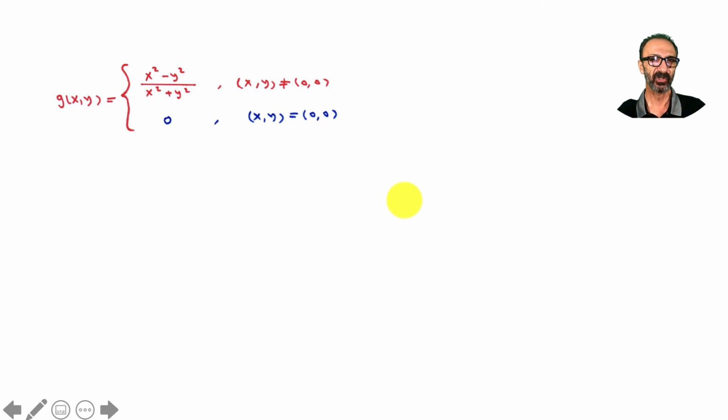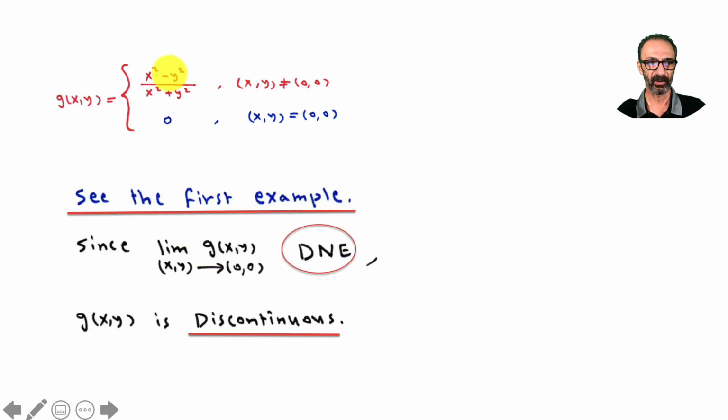Going back to the first example in my video, we tried the limit here and it did not exist. So if the limit here does not exist, I don't need even this to be filled. It doesn't make any difference. So it's discontinuous. Just because the limit as x and y approach 0, 0 does not exist, that means that's it. You're done. Even if it's defined here.